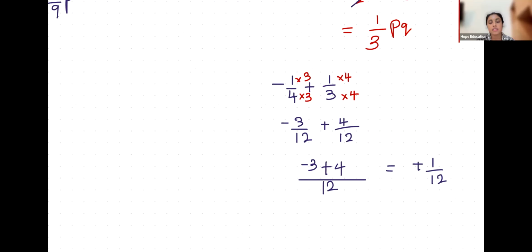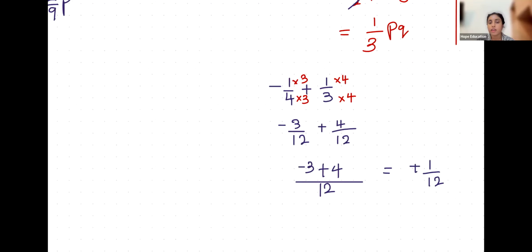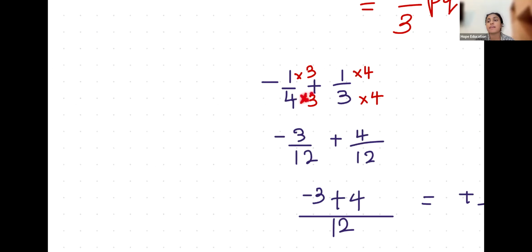The common denominator is 12, no? So I have to make the denominator such that it will be 12. Since I'm multiplying the denominator by 3, I also multiply the numerator by 3. To make the other denominator 12, I multiply by 4. Then the numerator also I have to multiply by 4. That is how I got this. Is it clear?